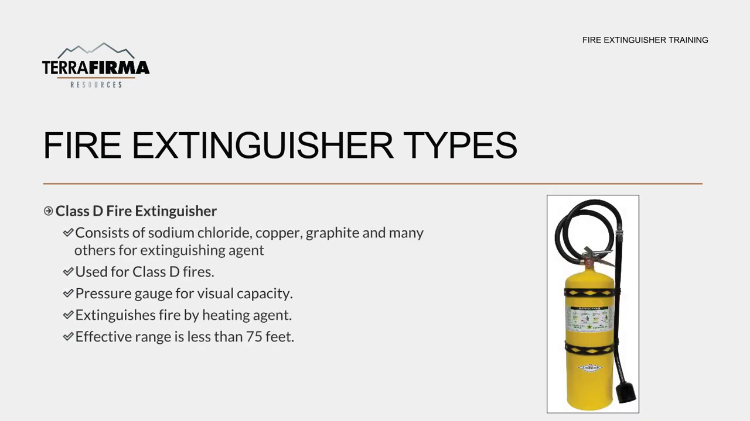A Class D fire extinguisher consists of sodium chloride, copper, graphite, and many others as an extinguishing agent. Is used for Class D fires. Has a pressure gauge for visual capacity. Extinguishes fire by heating agent. And has an effective range less than 75 feet.